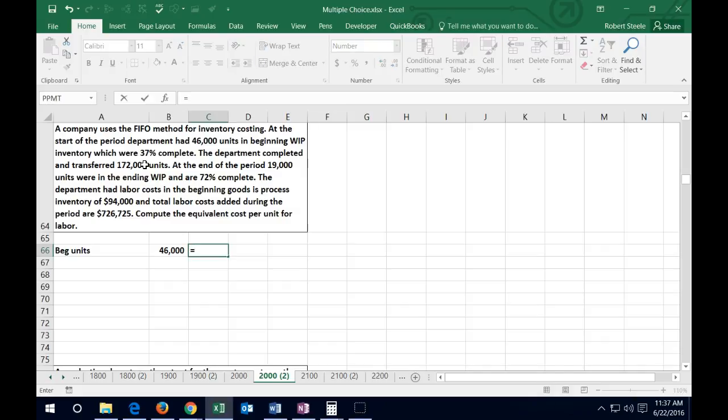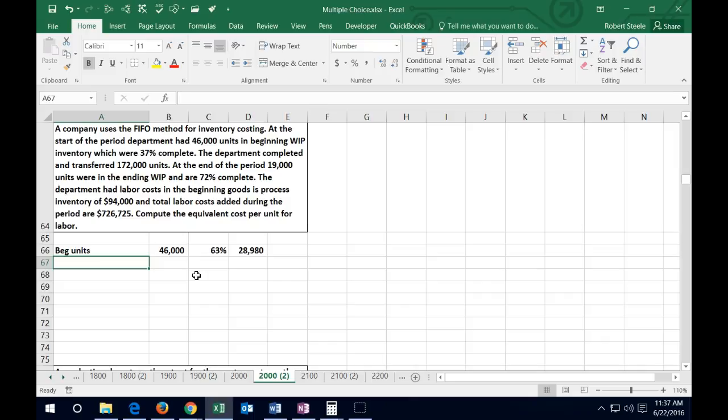Let's do that calculation. 1 minus 0.37. Going to put my cursor back on here. Home tab, numbers group, percent. That's 63%. So if we did 37% last time, we're going to do 63% this time. Therefore, total units to account for, 46 in beginning, times what we got to finish up this time period, means that the equivalent units that we will be completing this time period will be the 28 here.